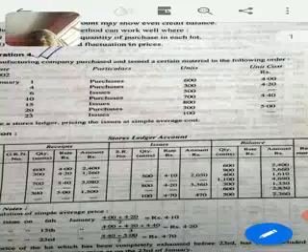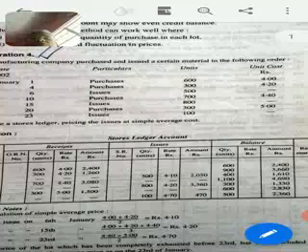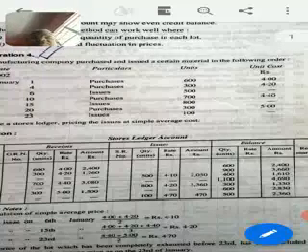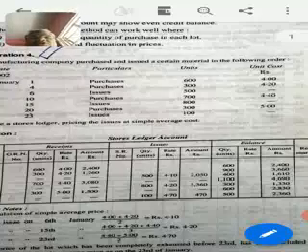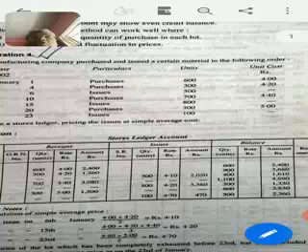Basically, there are two types of problem. First, either a store ledger can come, or you have to calculate the different levels of stock as well as EOQ, that is economic order quantity. First we'll start with store ledger.